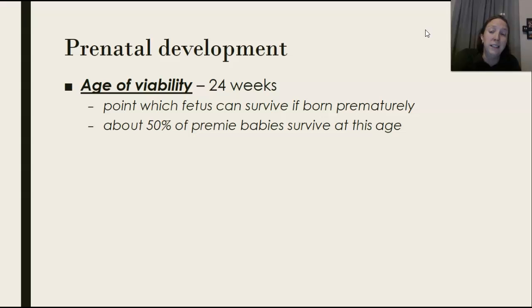This is important because this is the point at which a fetus could survive if it was born prematurely. And with some of the medical advancements of our modern age, about 50% of preemie babies can survive at 24 weeks. This is extremely early. And then the percent of survival increases with each passing week.